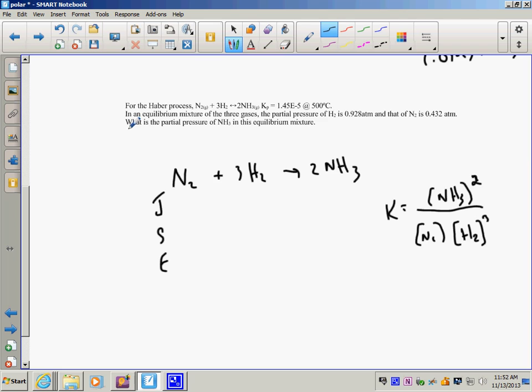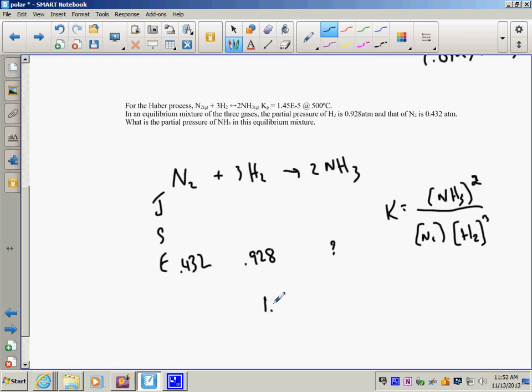All right, so they're giving me all of these equilibrium partial pressures. H2 is 0.928, N2 is 0.432, NH3 is, well, it's unknown, and that's actually what they're asking for. So again, I can plug these values in here. They also give me K, so I'm going to just start plugging values in.